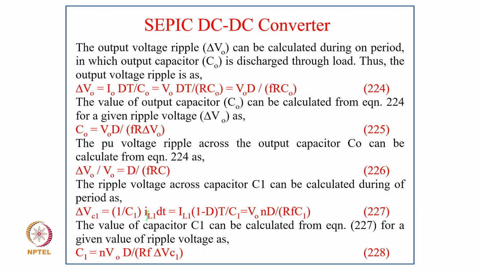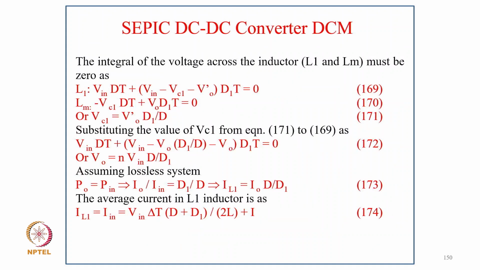The ripple voltage across C1 can be calculated as delta VC1 equal to 1 upon C1 integration of IL1 dt, equal to IL1 into 1 minus d into d upon C1, or equal to VO d upon f R C1, and the value of this capacitor can be calculated for a given value: C1 equal to N VO d upon R f delta VC1. And the integral of voltage across the inductors L1 and Lm must be 0.